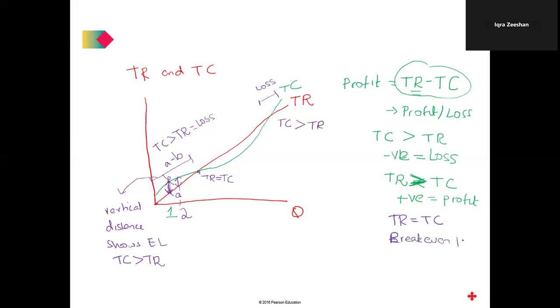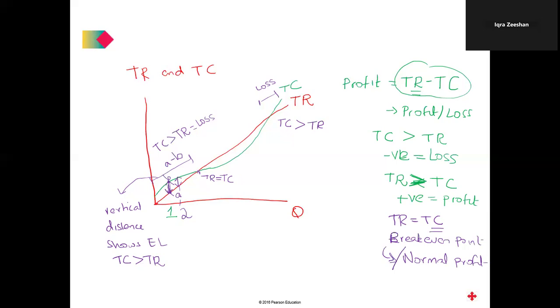So break-even point is the point where all the cost of a firm is being covered and the total cost is exactly equal to the total revenue. And another name for break-even point is normal profit. So it means that the firm is earning just enough to cover all its cost. So we call break-even point the normal profit as well.